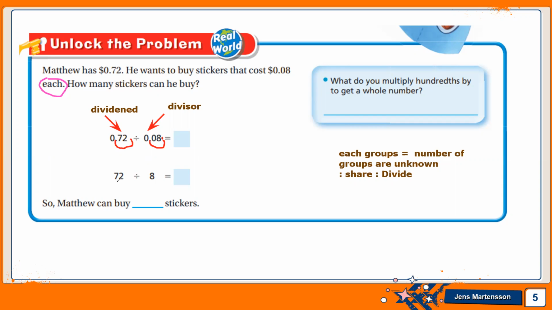So it comes as 72 divided by 8. Then 72 divided by 8 is what? 9. Yes. And since the answer after I move the decimal point is 9, the answer of dividing decimal by decimal will be the same, which is 9. So Matthew can buy 9 stickers.